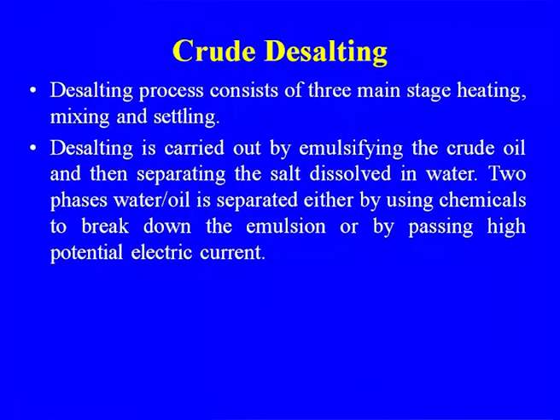Desalting is carried out by emulsifying the crude oil and then separating the salt dissolved in the water. The two phases, water and oil, are separated either by using chemicals to break down the emulsion or by passing a high potential electric current. Normally we use electrostatic de-emulsification, the electric desalting process, which all refineries have, and it is a two stage desalting process.